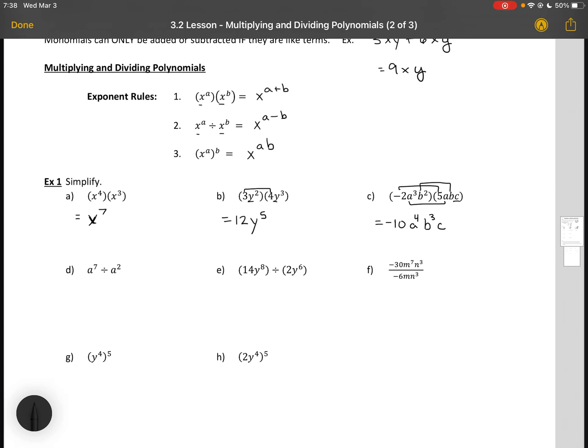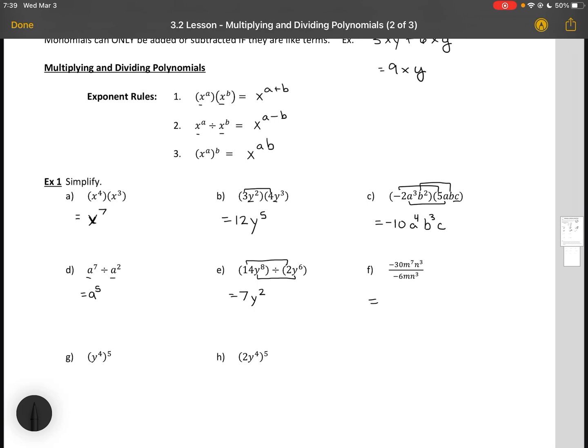My next row of examples, I'm going to look at dividing. So here I'm dividing two powers that have the same base. I'm going to subtract the exponents. Here, now I'm dividing powers with the same base, and I have a numerical coefficient. So the first thing I'm going to do is divide those numerical coefficients, which will give me 7. Then I'm going to look at the exponents. Y to the 8 divided by y to the 6 is y to the 2, found by subtracting the exponents.